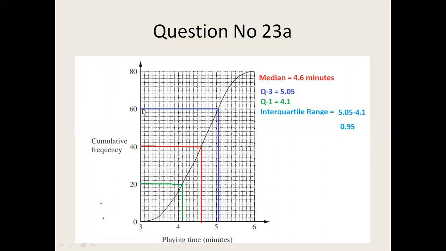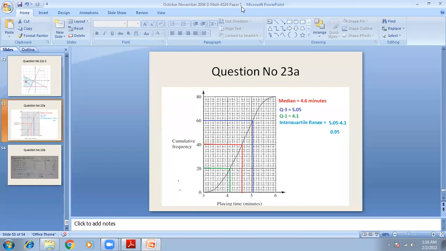We will first of all find the third, upper quartile, and that upper quartile is at 75% of the total. 75% of the 80 will be 60. From here, you go to the graph, you check what the value is. It is 5.05. So let me show you.